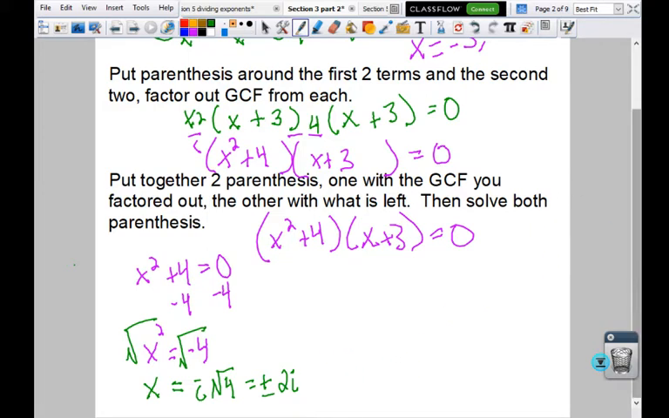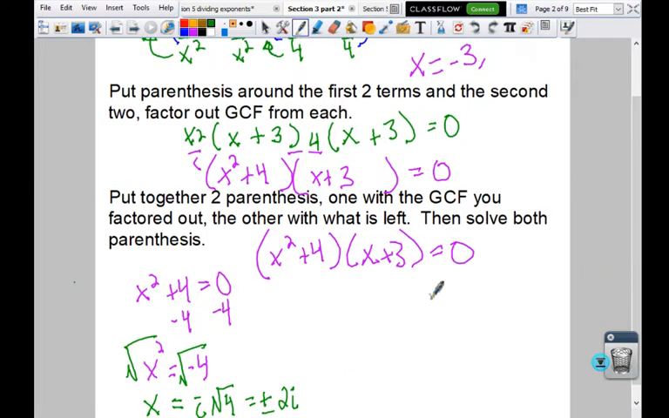So my first answer, I had x equaled negative 3. I got that from this one. My second answer is plus minus 2i. One is the positive, one's the negative version. Those are my three answers.